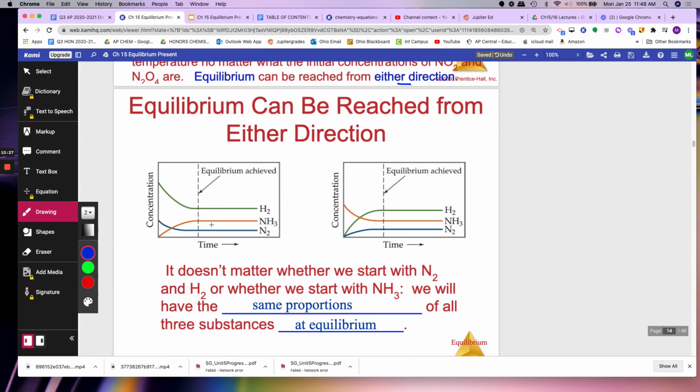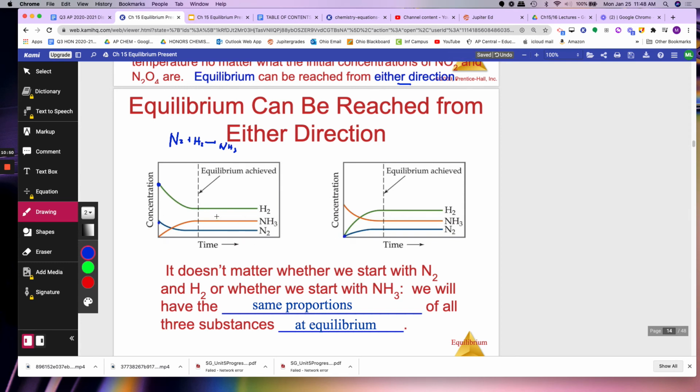Here, this is showing it graphically. This is H2, so the reaction is N2 plus H2 becomes NH3. Here they're starting with a lot of H2. Here we're starting with not very much H2. Here they're starting with some N2. Here they're starting with none.